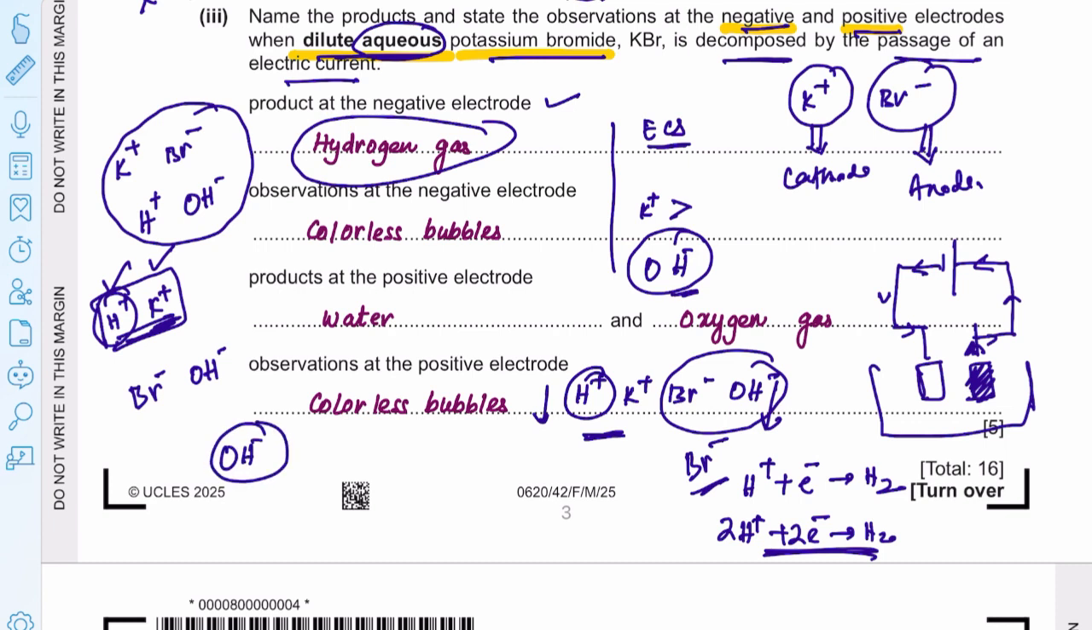And for OH minus, or we can say for hydroxide, we have to memorize the half equation. That equation is 4OH minus gives 2 molecules of water plus oxygen plus 4 electrons.